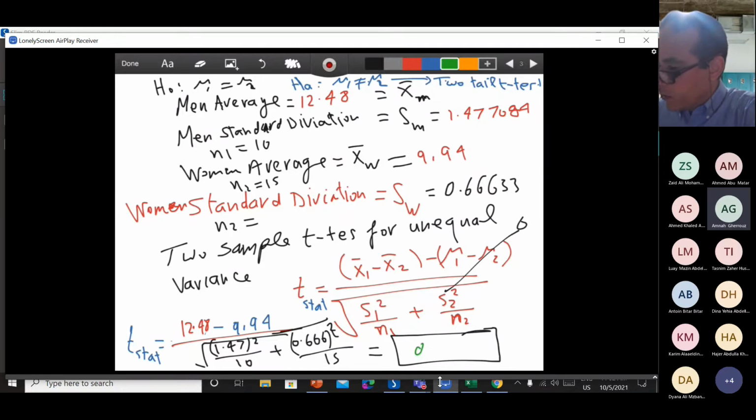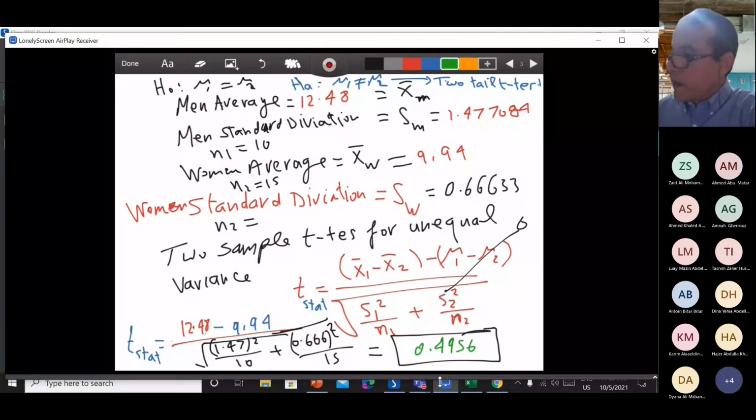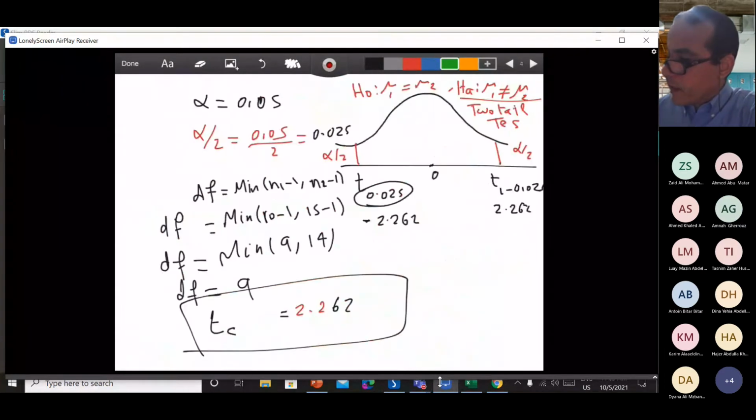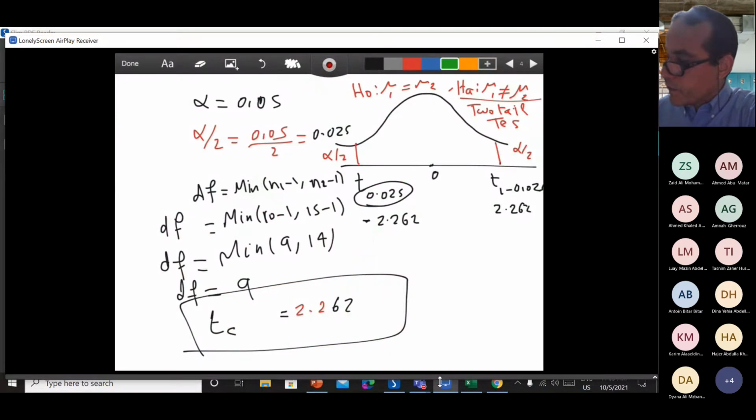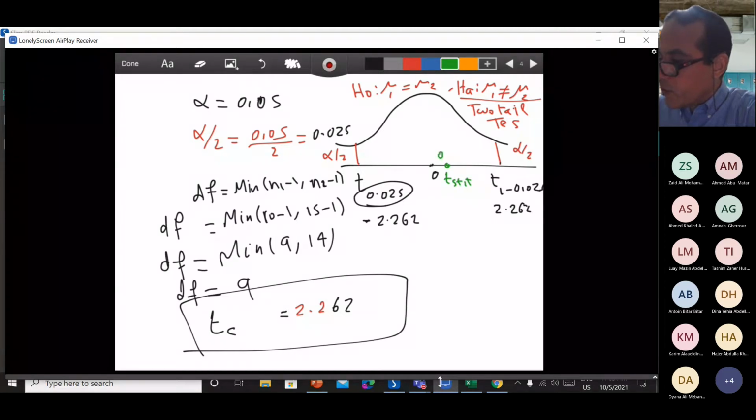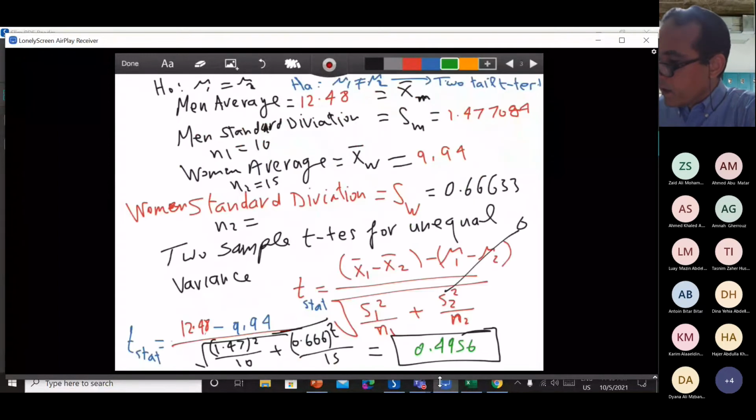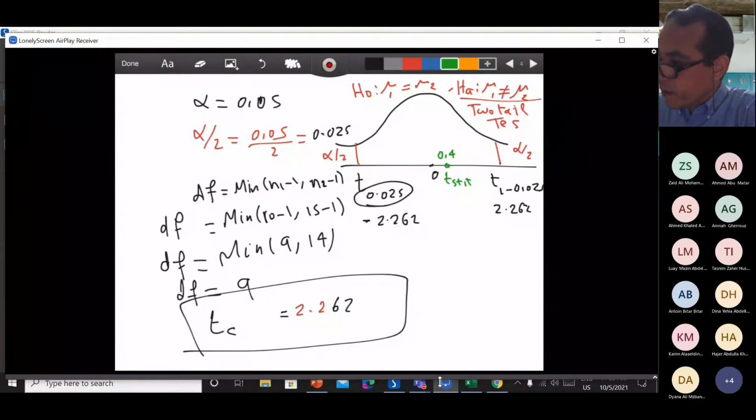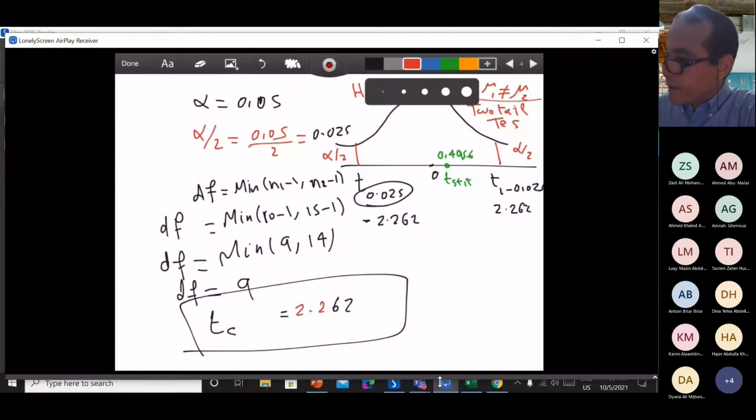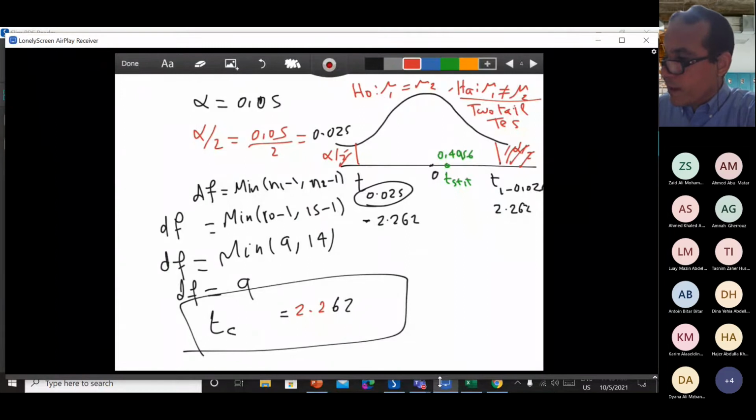0.4495. 0.4956. Thank you. So I have my stat value 0.4, right? 0.4 will be here. This is the T stat from the formula. 0.4956. Okay, so this is the rejection area in my case because I have two tail.